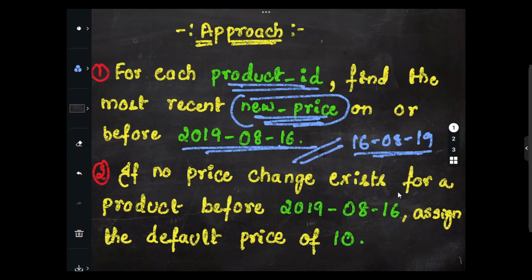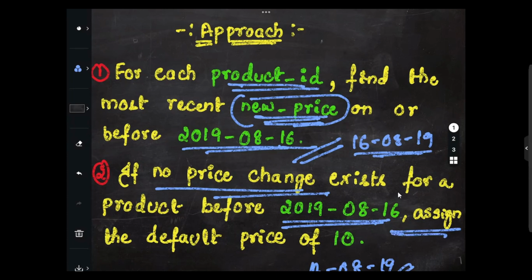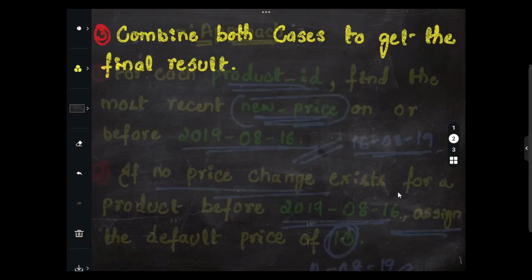If no price change exists for a product, then we have to go with the default value 10. We have already discussed this, and they have clearly mentioned it in the question. If no price change exists for a product on or before 16/08/2019, then we will assign the default price of 10. That's what we will be doing.